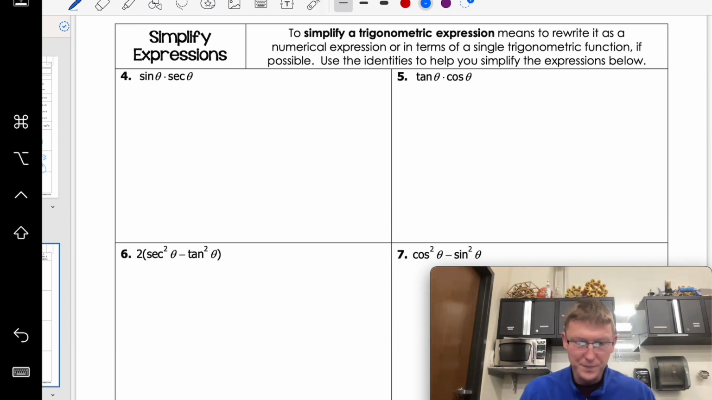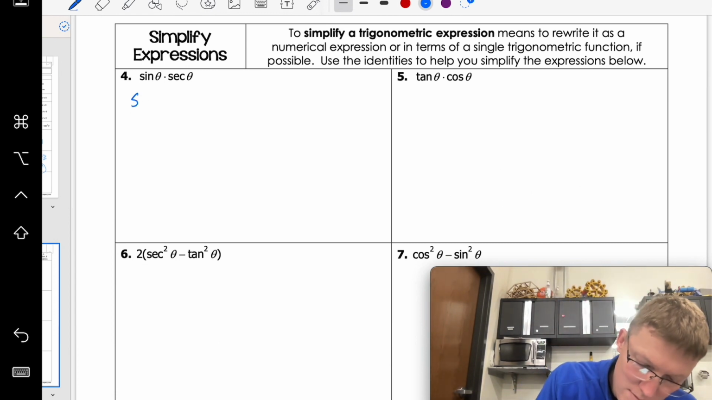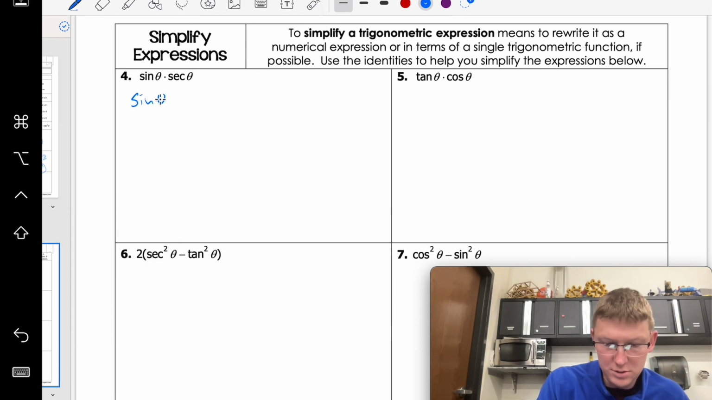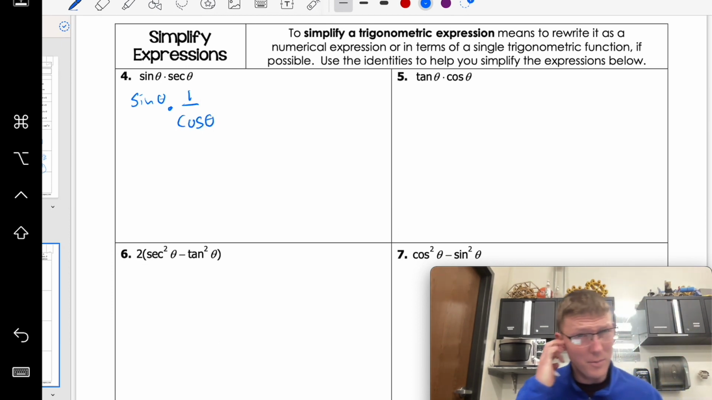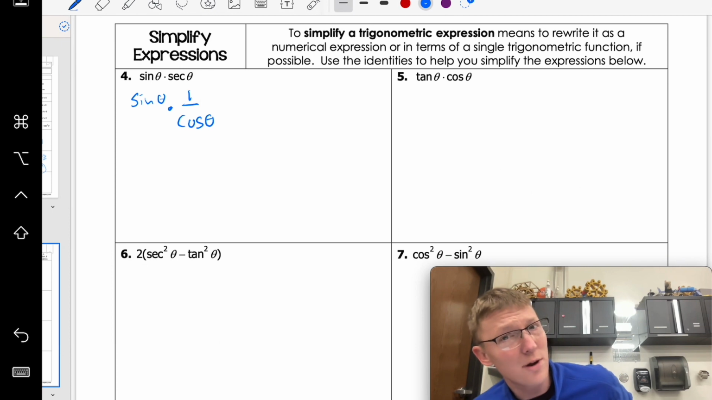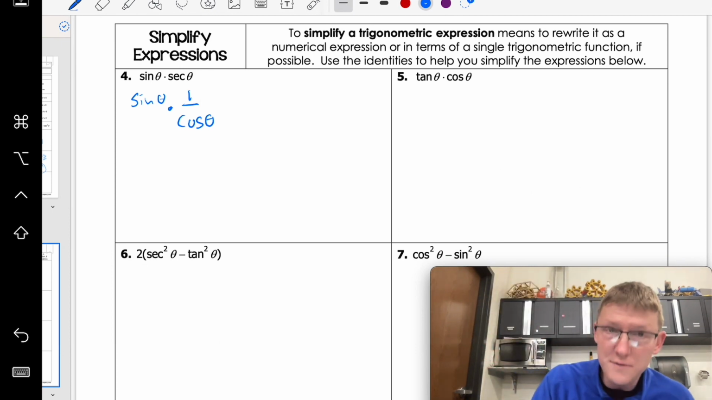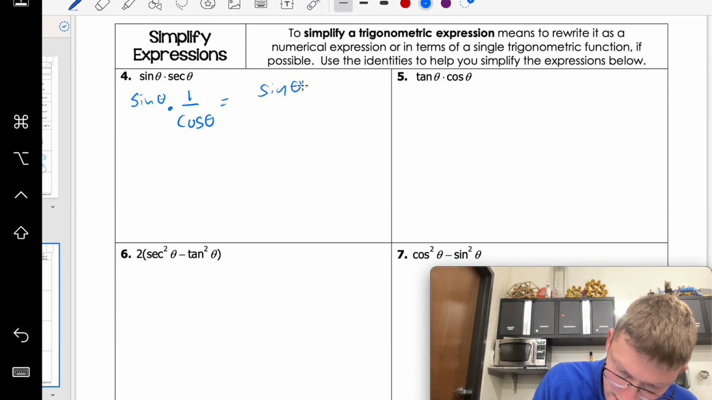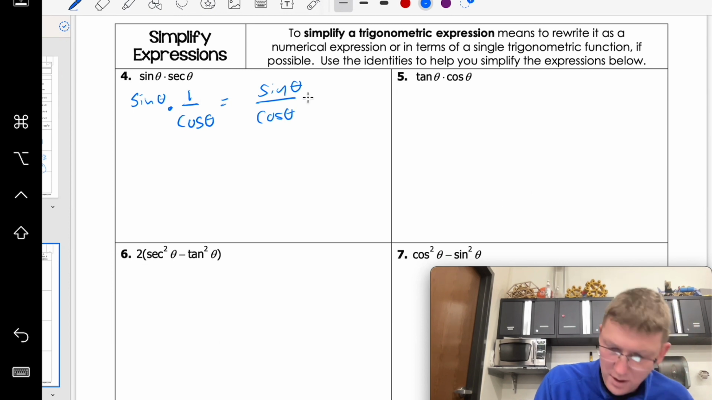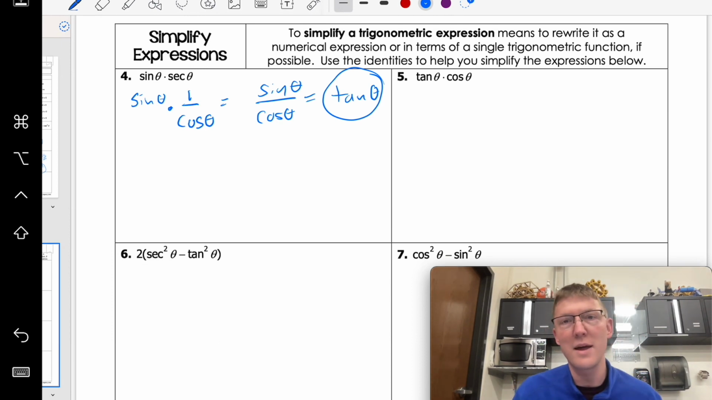So number 4, let's just write out the things that we know. Sine theta is also equal to 1 over cosecant. But then we've got secant, which I could also write as 1 over cosine of theta. Do you know anything that's sine over cosine? The definition of tangent is sine over cosine. So when we get sine over cosine, that by definition is equal to tangent. So we have simplified that trig function.